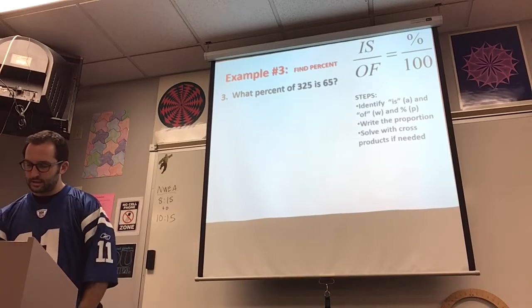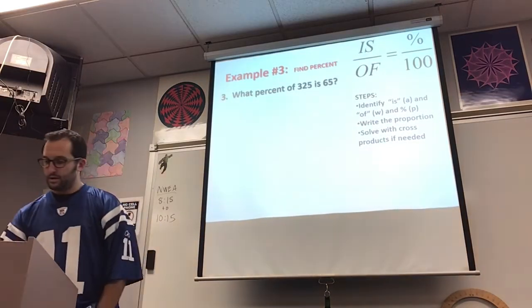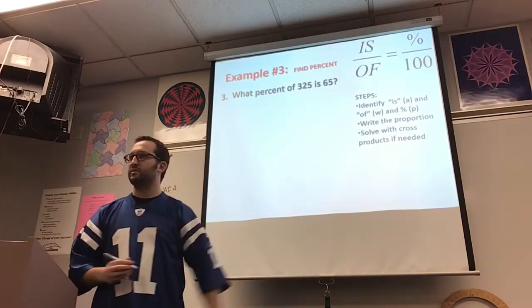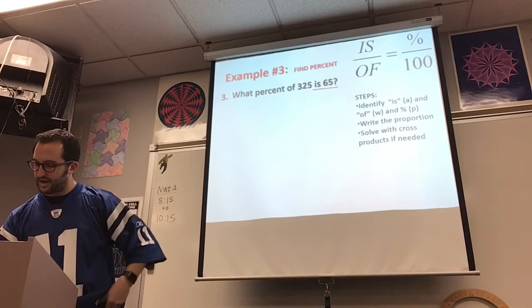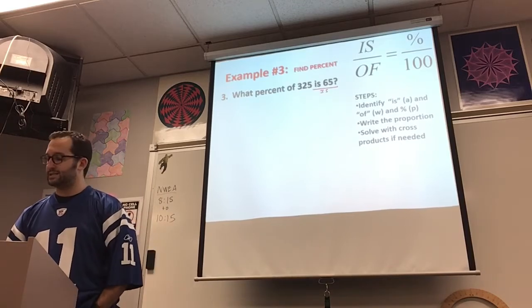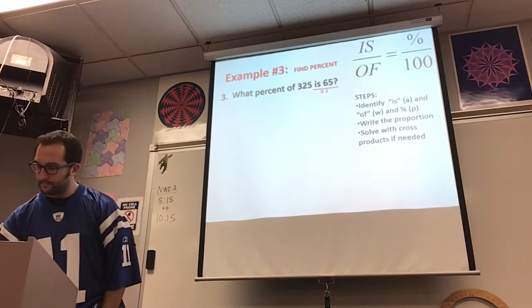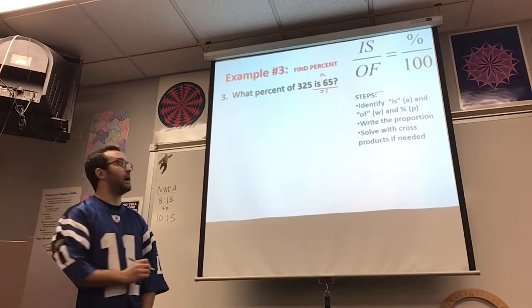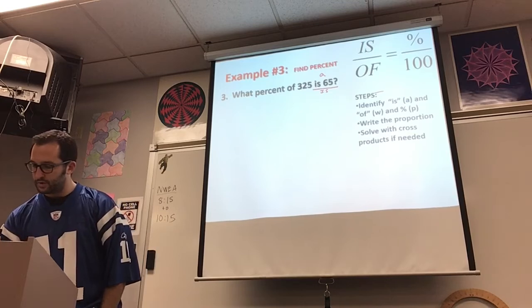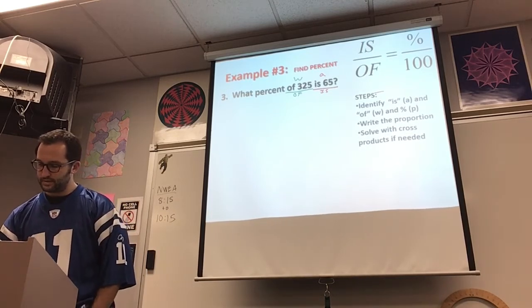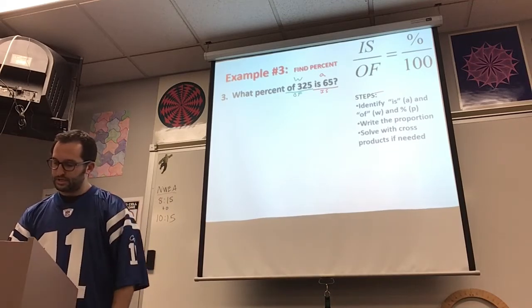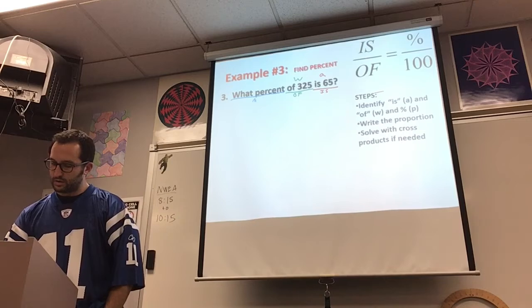Let's identify the is. What's the is? What percent of 325 is 65? Identify the is. What's the is? 65. That's the is. And for us, that's what letter? A. All right. Then identify the of. Of 325. That's the of or the W. And then what's the percent? What percent? Good. So that's the percent or P.